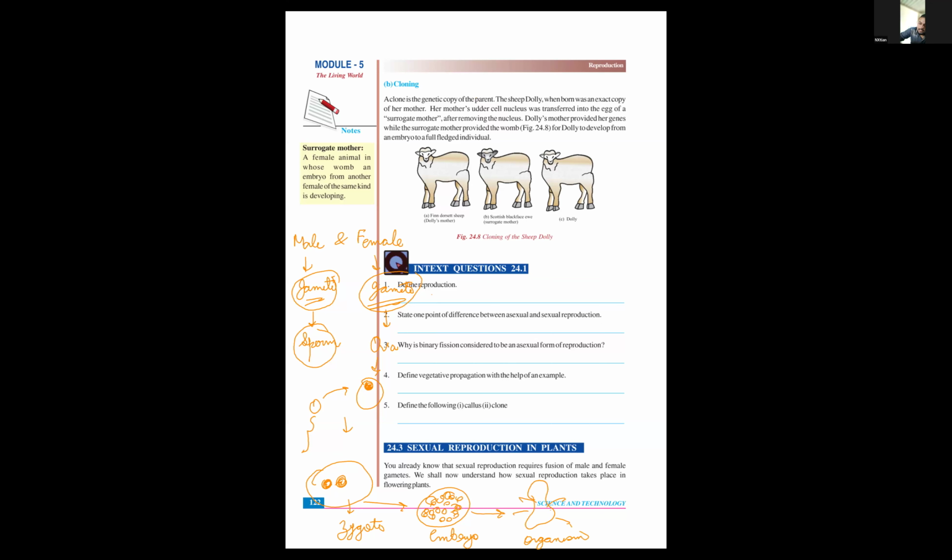So the male releases the male gamete, called sperm, and the female releases the female gamete, called ova. Now the male gamete sperm and the female gamete ova fuse together to form the zygote, and this zygote will form an embryo, and that embryo will form an organism. Understood, guys? Anna, Yashra, have you understood?